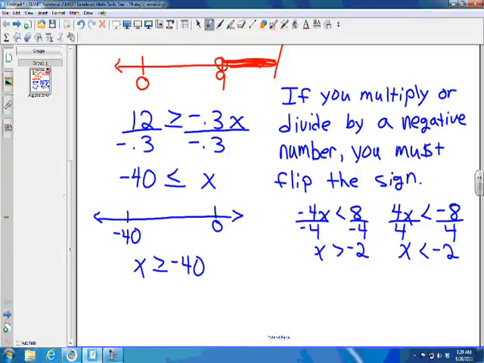Now you can see, you can follow that arrow. It's pointing to the right. You don't have to do that. If you can read that backward, it just says x is greater than negative 40. So is it open or closed? We already said closed. And we are shading which way, to the right or left? To the right. Good.